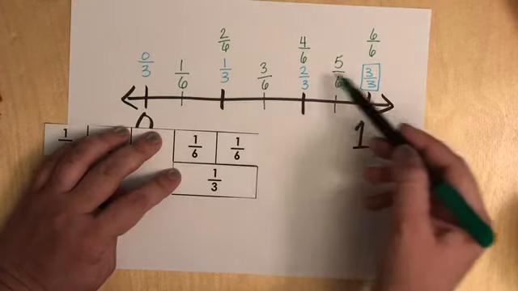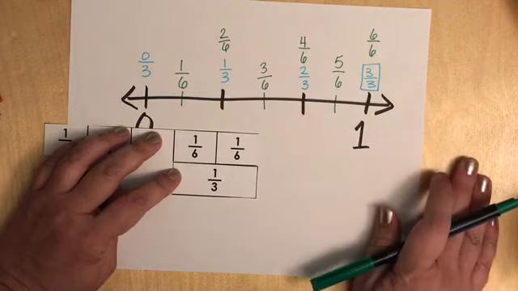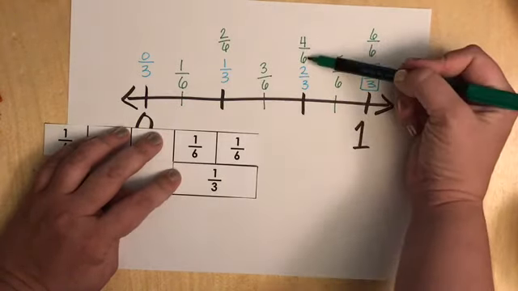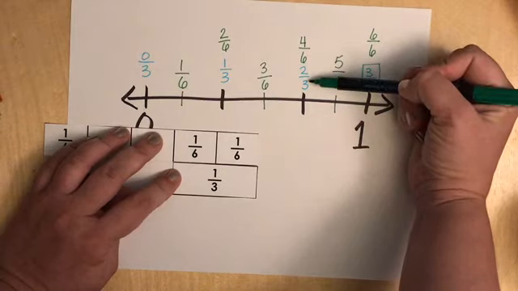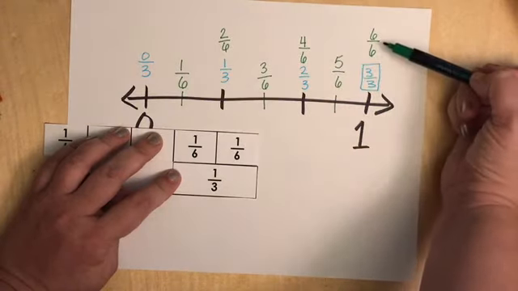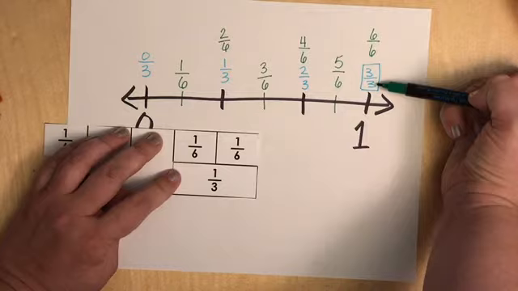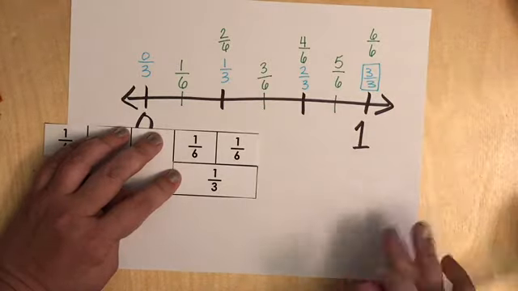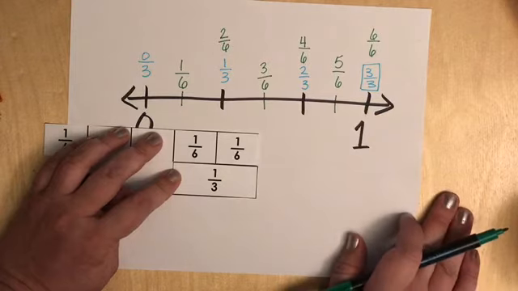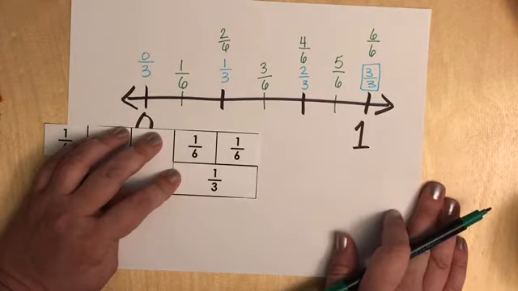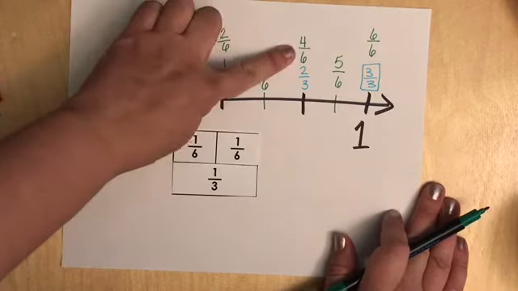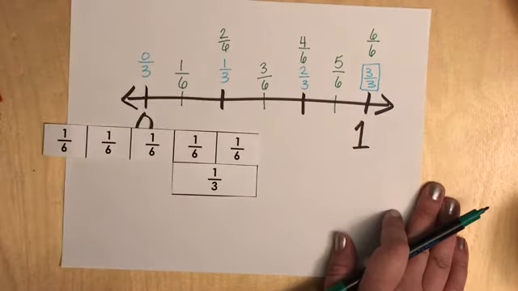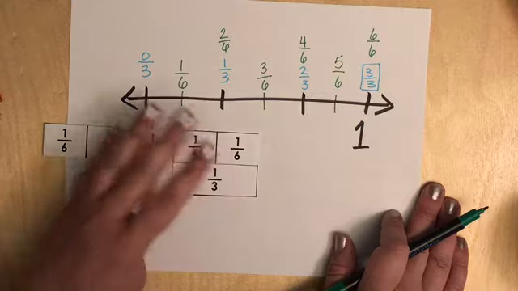Which other equivalent fractions do you see on here, or fractions that are equal to each other? Yeah, 4/6 is the same amount as 2/3, and 6/6 is the same amount as 3/3, which makes sense because 6/6 and 3/3 both represent a whole. You can check this with your fraction kit as well by getting out 4/6 and comparing it to 2/3, 6/6 and comparing it to 3/3. You should have the same amount on both of those.